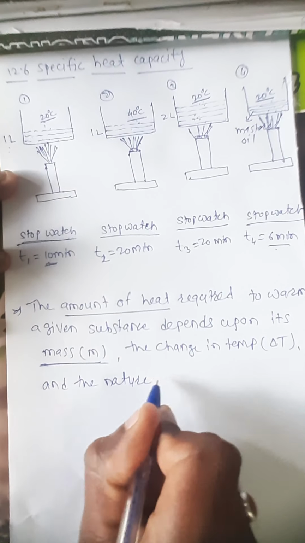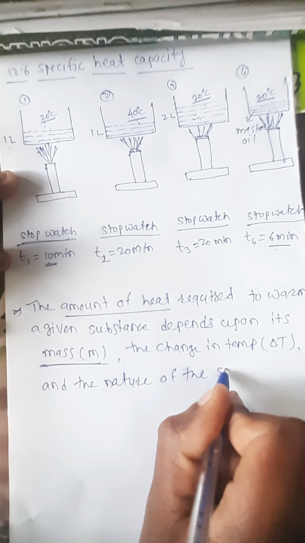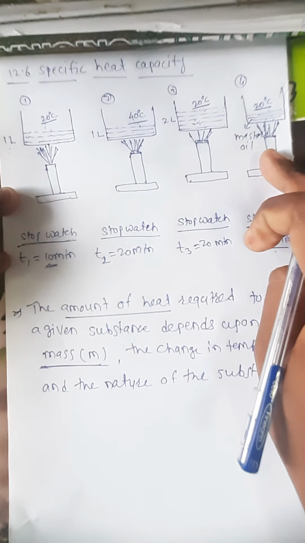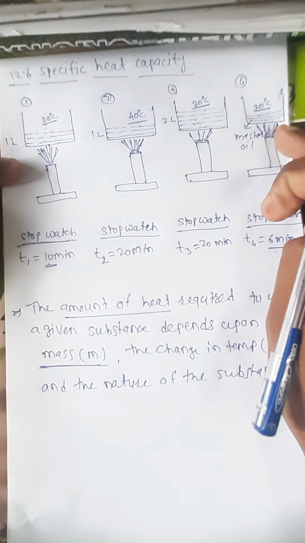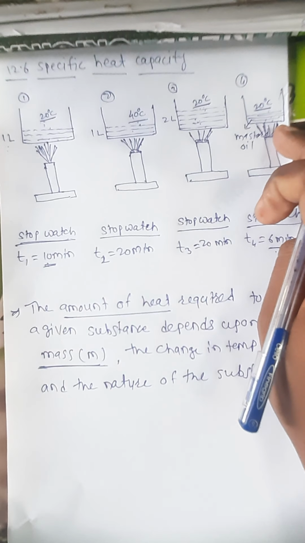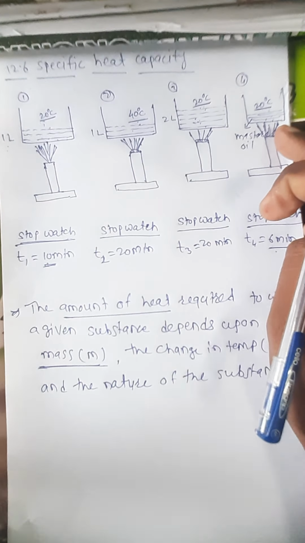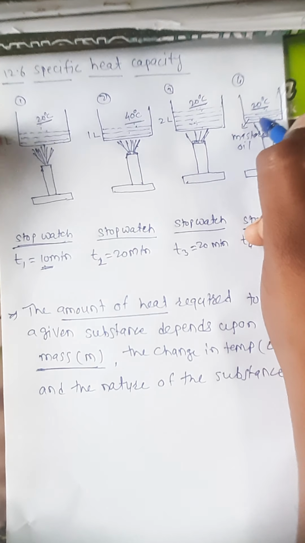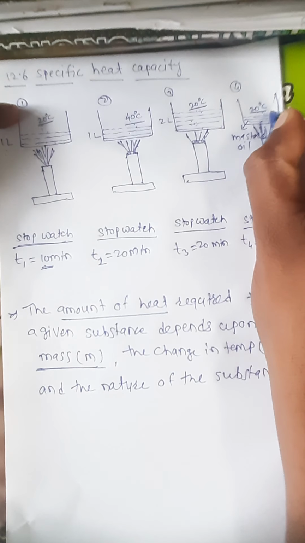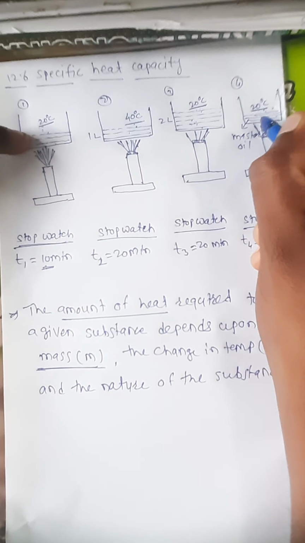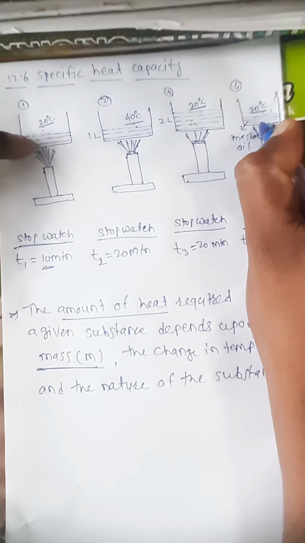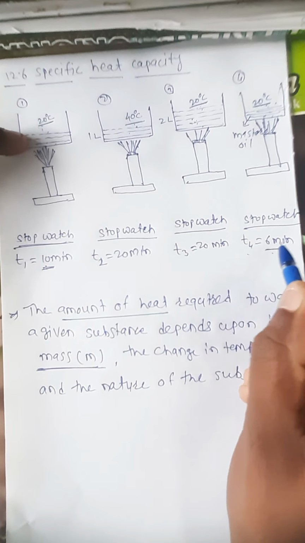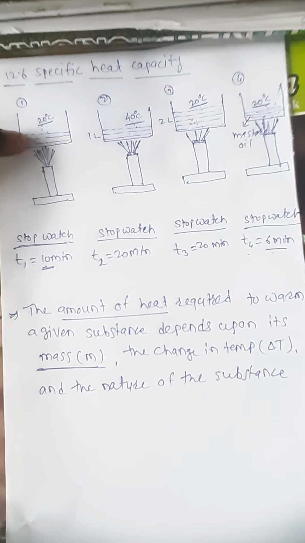In the first and fourth case, here is water and here is mustard oil. Therefore mustard oil requires less heat to change its temperature by 20 degrees Celsius than the same amount of water. We want to change the temperature by the same amount, but the nature of the substance is different. When the substance is changed, the amount of heat required is also changed.